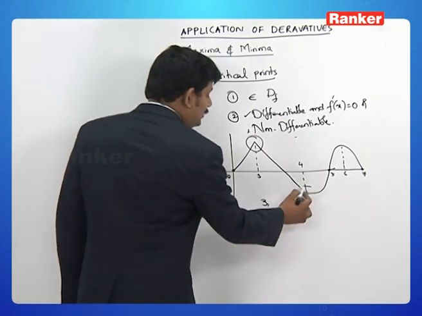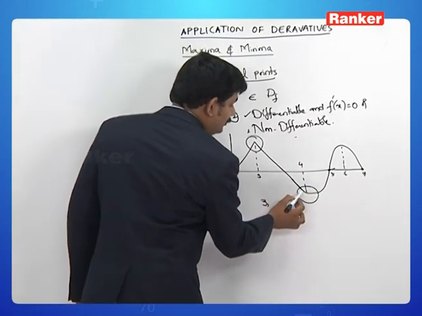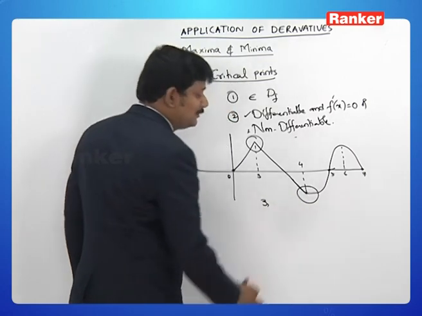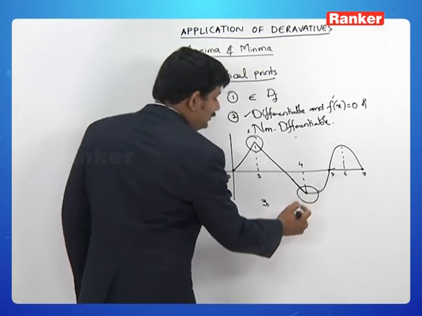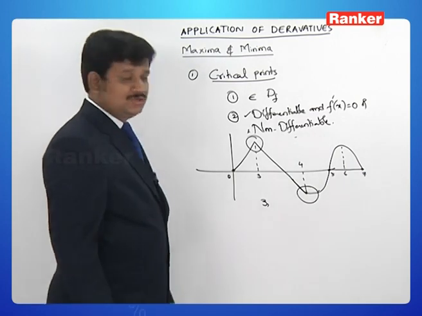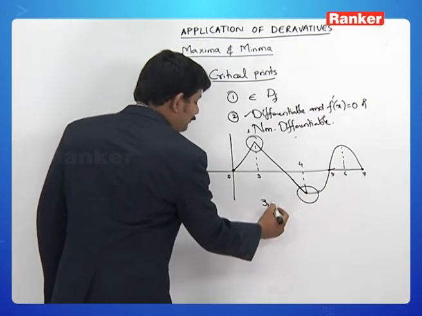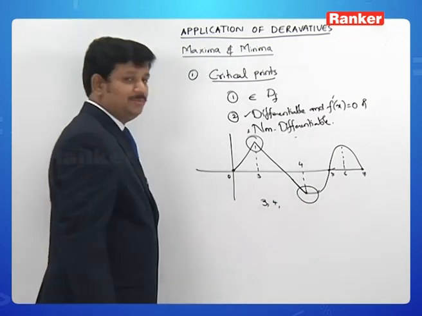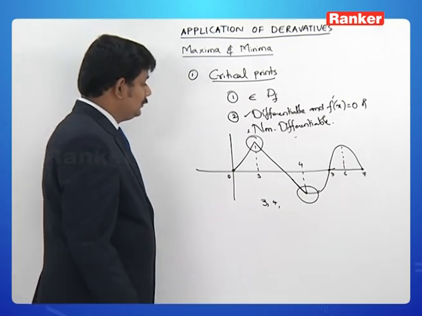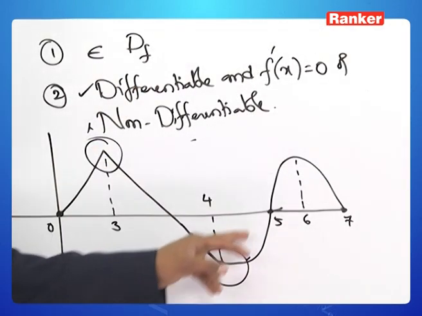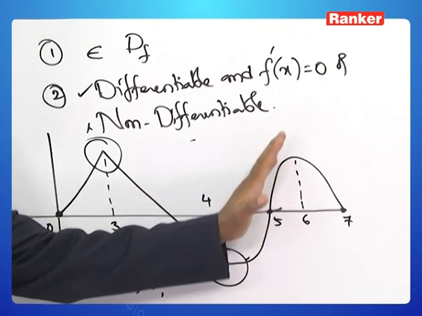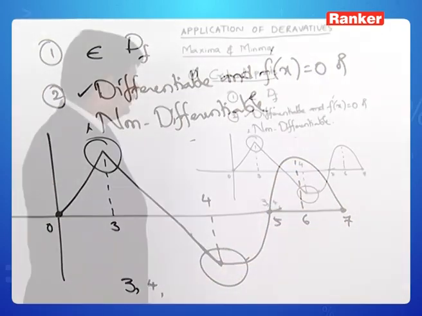4 is also a sharp point. The tangent slope from the left-hand side is some negative number, and from the right-hand side it is almost close to 0. So, we have a sharp point here at 4. So, 4 is also a critical point. There is no other point of non-differentiability. Everywhere else we have points of differentiability.